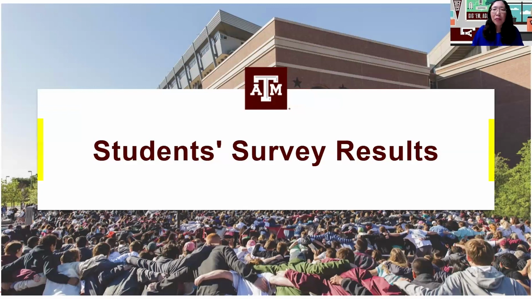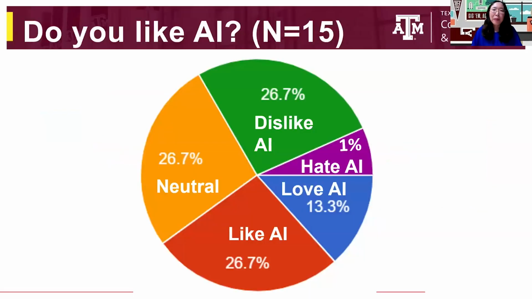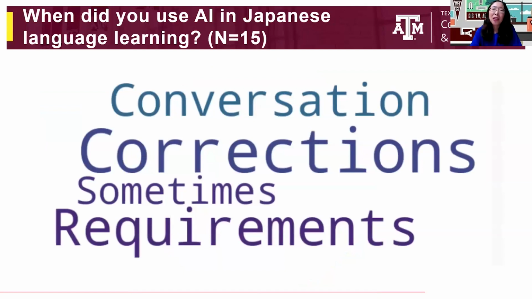And after a semester of AI implementation, I asked the students to respond to the survey. To the question, do you like AI? 40% liked or loved AI, 26.7% were neutral, and 27.7% of students either disliked or hated AI. And students used AI for corrections or conversation practice, but some said they use AI just because I required them.